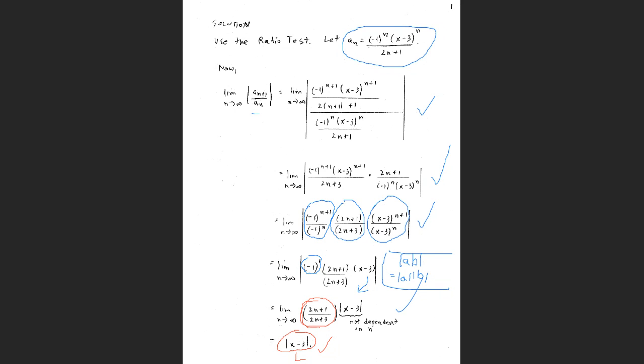Michael set the absolute value of x minus 3 less than 1. Good, Michael. That's what you need to do. So by the ratio test, our power series converges when the absolute value of x minus 3 is less than 1. When this is true, that means x minus 3 is less than 1 and greater than negative 1. And so in this case, x is between 2 and 4. Our series will converge when x is between 2 and 4.